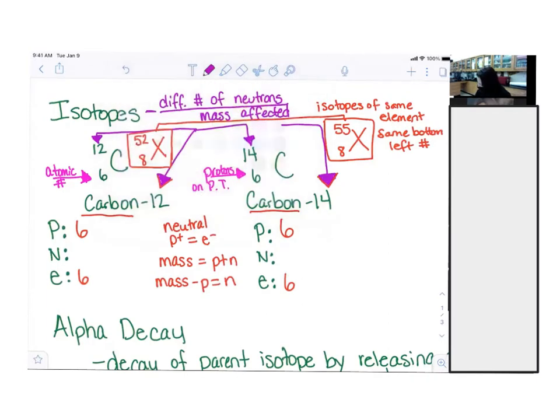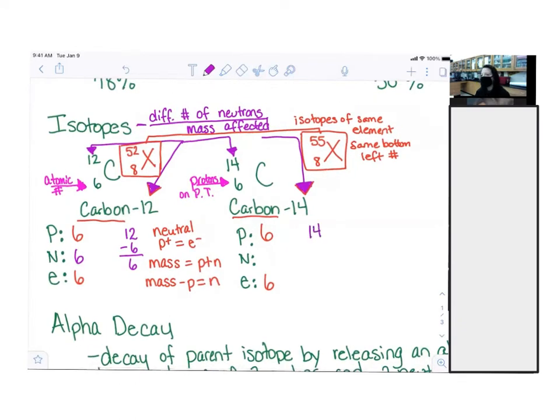So I can go ahead and take my mass of 12 for carbon 12, subtract my protons, and that means that I have 6 neutrons in carbon 12. In carbon 14, I have my mass of 14, and I can subtract, again, still 6 protons because it's still carbon, and I would have 8 neutrons. So we can see then that our difference between these isotopes is the number of neutrons, and we can see that that affects the mass.